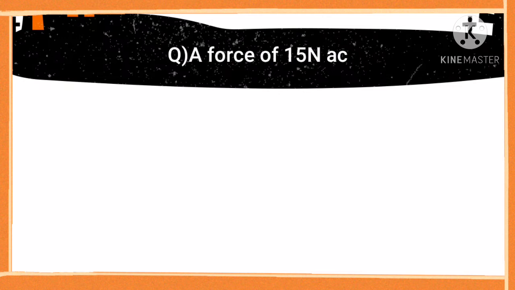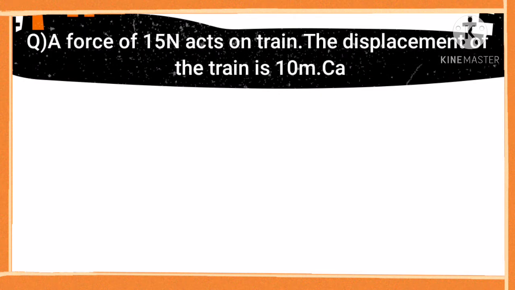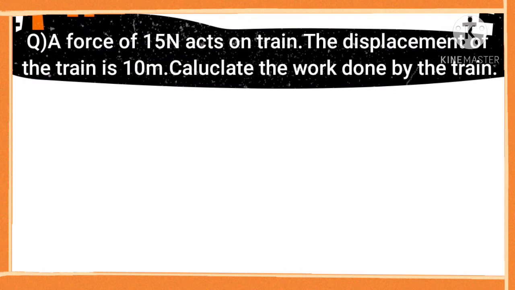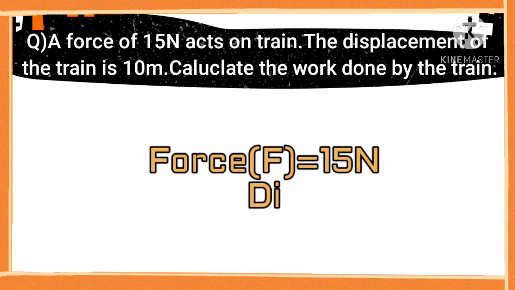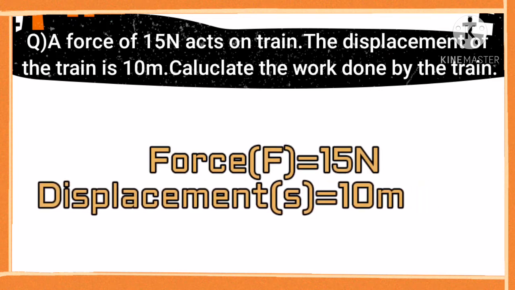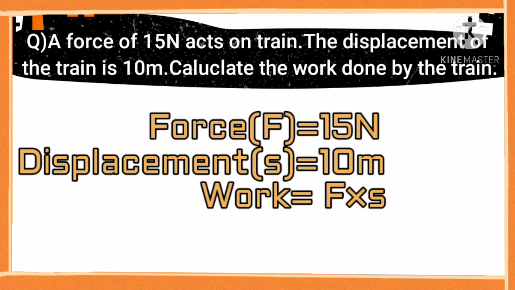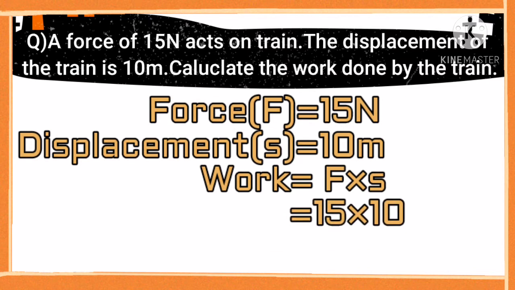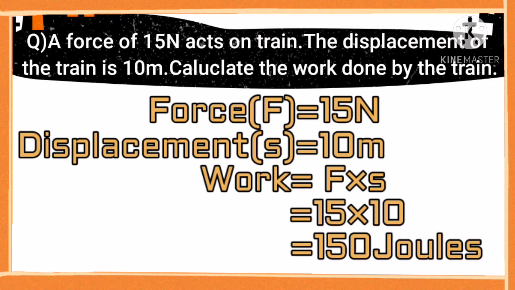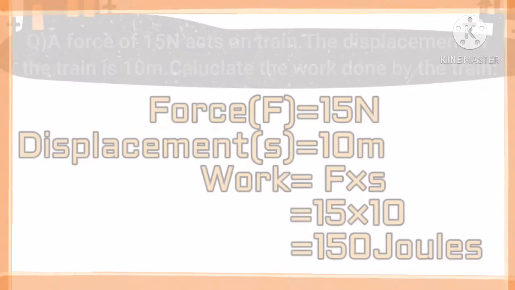A force of 15 Newton acts on a train. The displacement of the train is 10 meters. Calculate the work done by the train. We know that work is equal to force into displacement. Force acting on the train is equal to 15 newtons. Displacement of the train is equal to 10 meters. Therefore, 10 into 15 is equal to 150 joules. Therefore, the work done by the train is 150 joules.